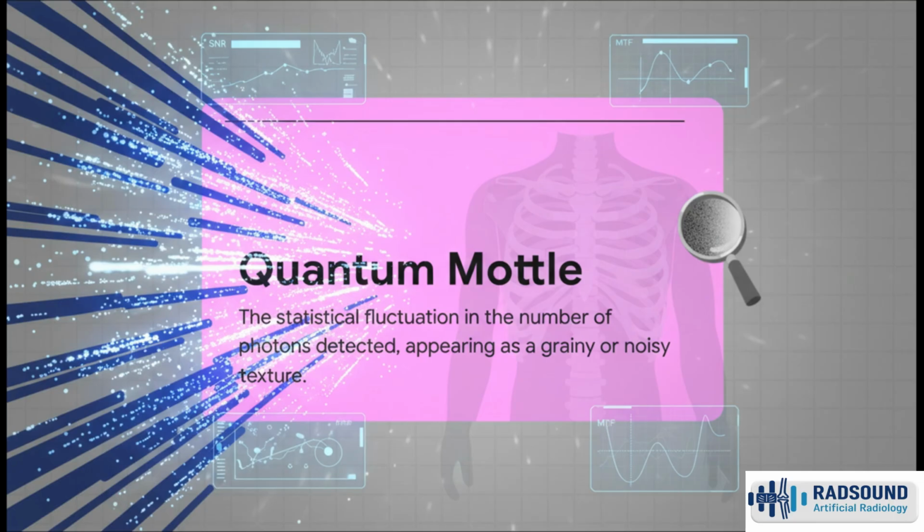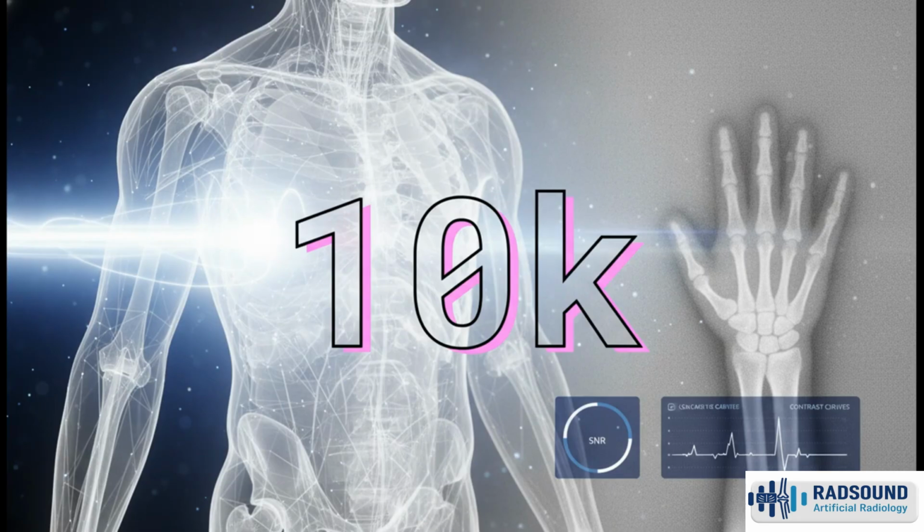And this brings up the fundamental trade-off between image quality and radiation dose. So here's what that looks like. This image was made with a relatively low number of photons. See that grainy, almost salt and pepper texture?